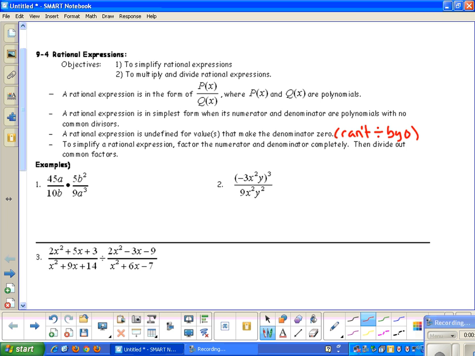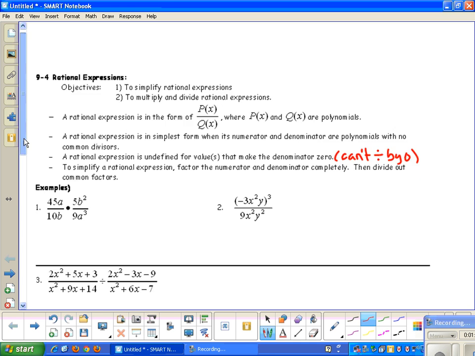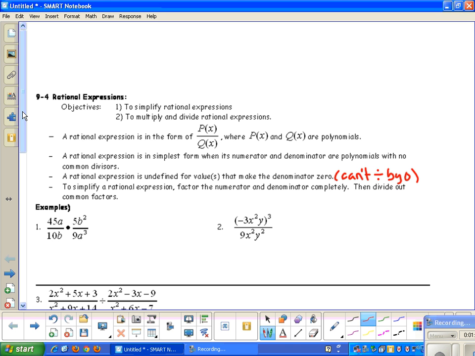So that's why, and we'll talk about that in class, actually. We won't get to that right now. And also, to simplify a rational expression, we factor the numerator and denominator completely, and then you divide out your common factors. So let's talk about some things that we remember from Algebra 1.